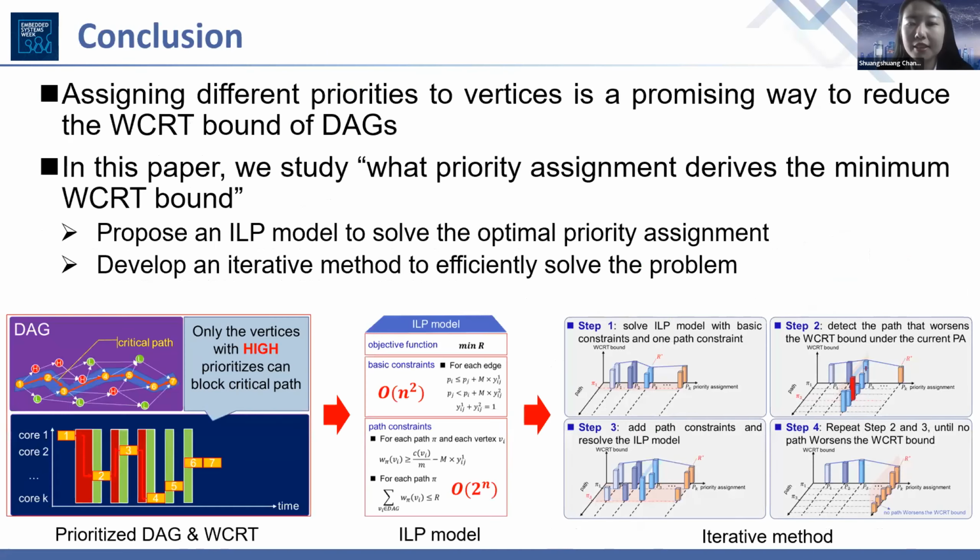Finally, the conclusion. Assigning different priorities to vertices is a promising way to reduce the WCRT bound of DEX. In this paper, we propose an IRP model which can derive the optimal priority assignment. After that, we develop an iterative solving method to efficiently solve the IRP model and achieve the minimum WCRT bound.